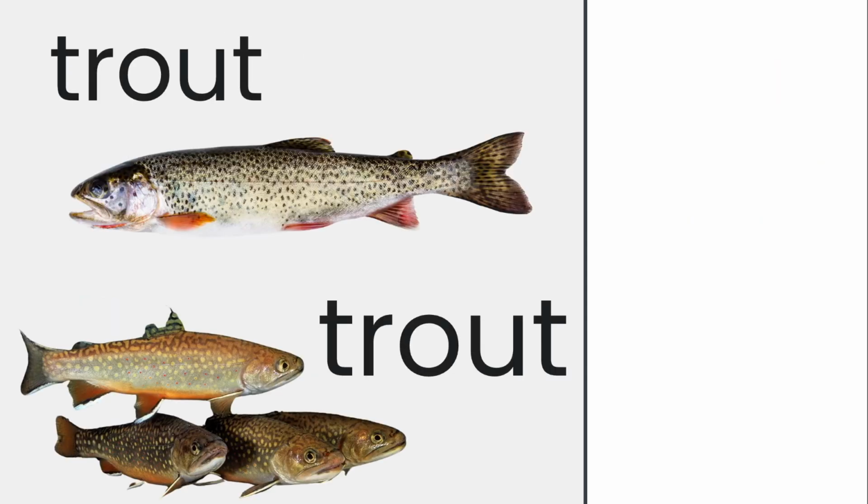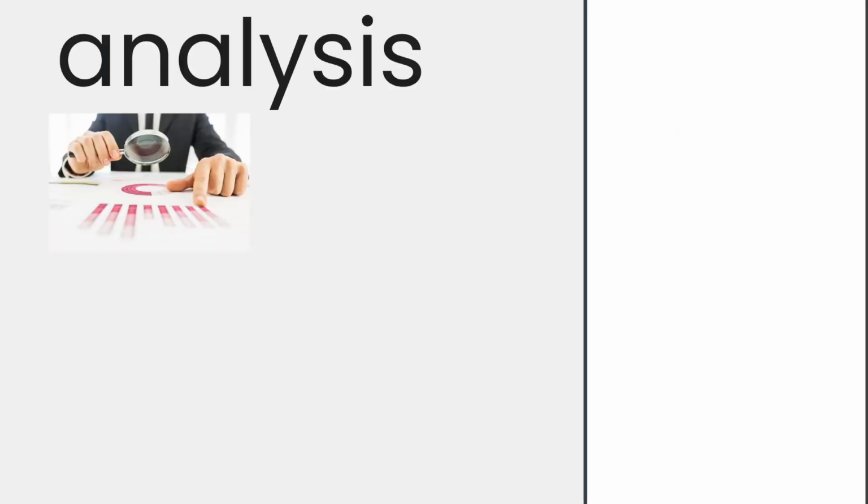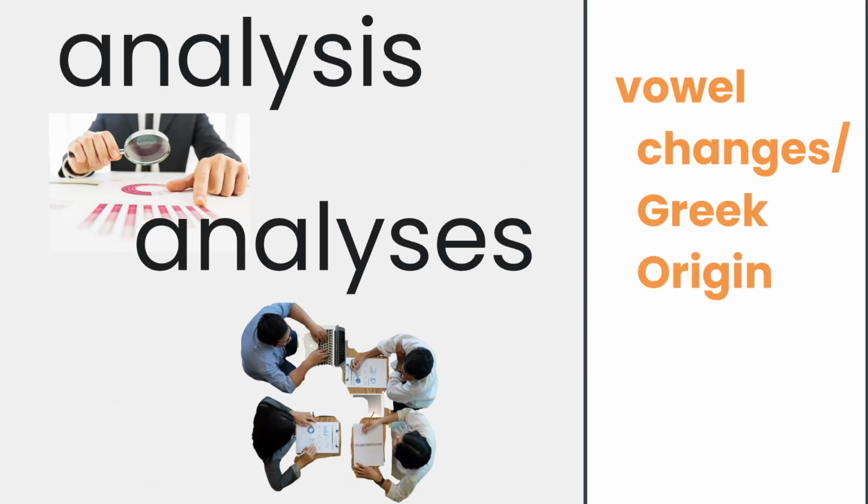We have one trout, or we have multiple trout. Some words don't change their patterns at all. This is a no change or a zero plural. These zero plurals often happen when people are talking about animals that they hunt or fish. How about analysis, analyses? You got it. This is another vowel change or ending because of its Greek origin.